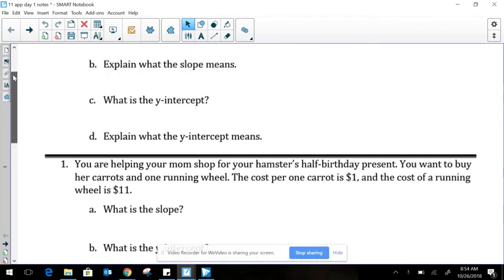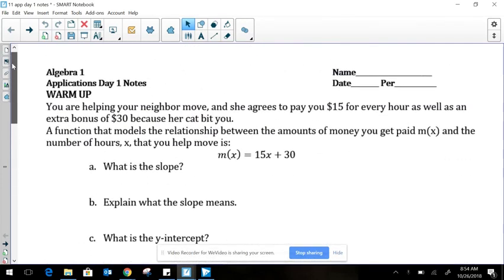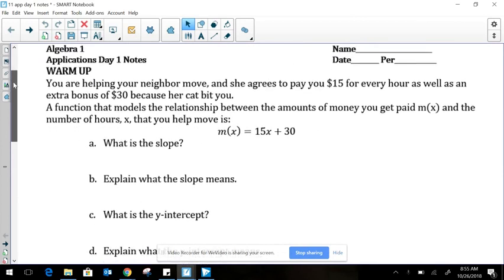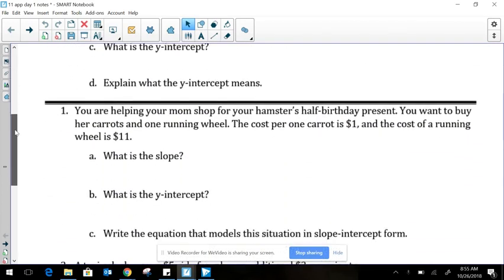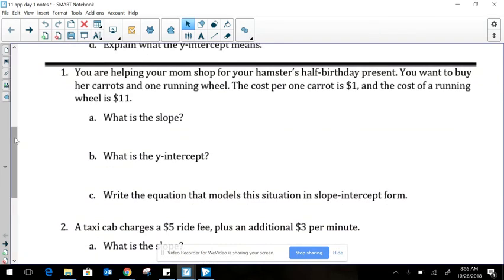Everyone. Today we are starting with application day 1 notes. So the top of your paper should look like this, but I'm going to scroll down to number 1. We're going to skip that warm up.